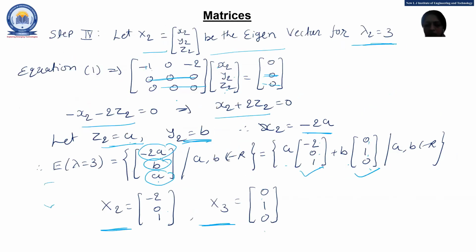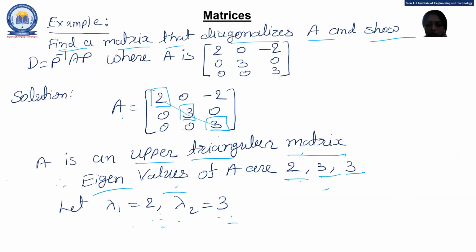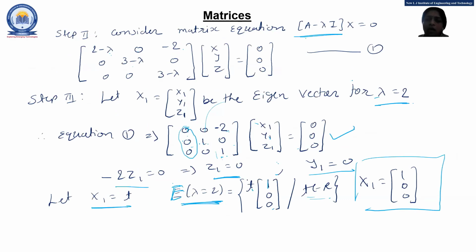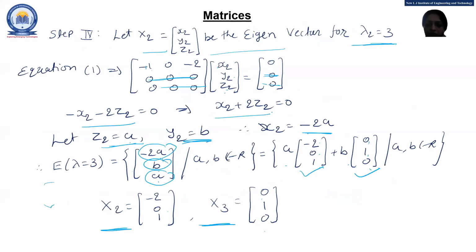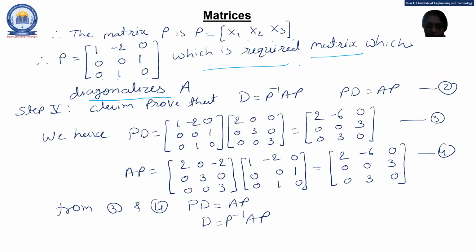In this case, all three eigenvalues are what? Real, right? And by applying these eigenvalues, we have found three different eigenvectors also, right? So by putting these three eigenvectors in column form, we get one new matrix, that is our diagonalization matrix. Now we want to prove that D equals P inverse AP.